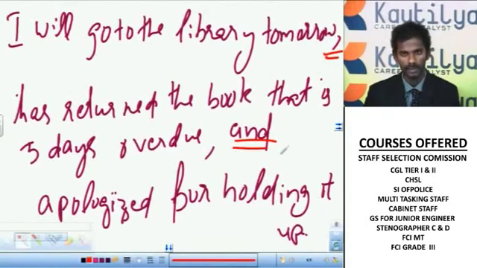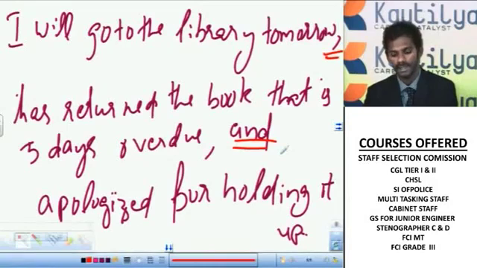First is I will go to the library tomorrow. Second is has returned the book that is 5 days overdue. Third is apologized for holding it up. Clear? This is a very long sentence. So as this is a very long sentence, we need to think about the concepts clause, voice and tense consistency.